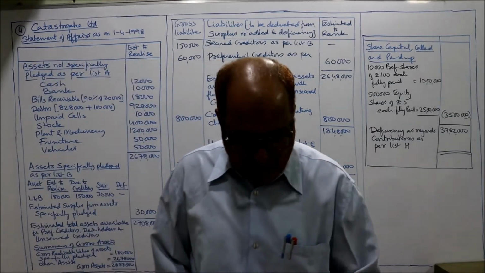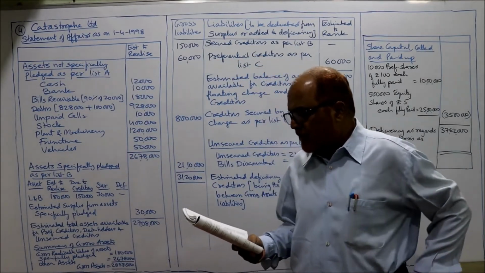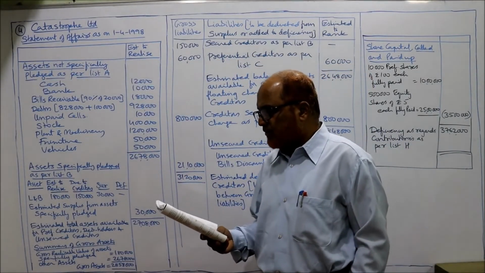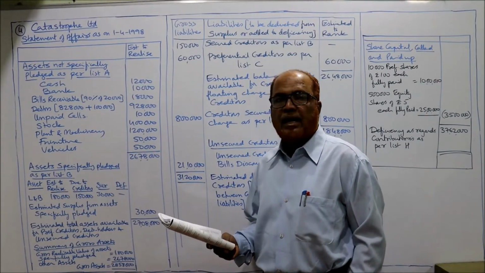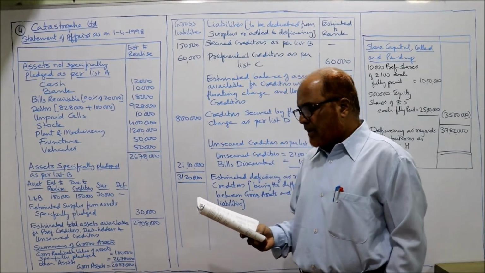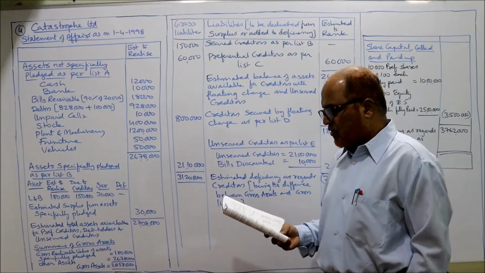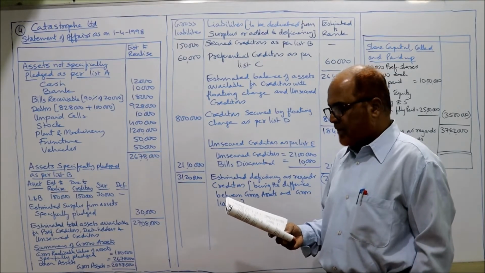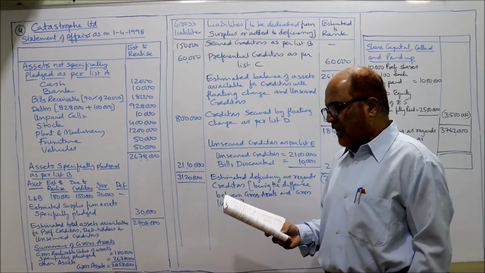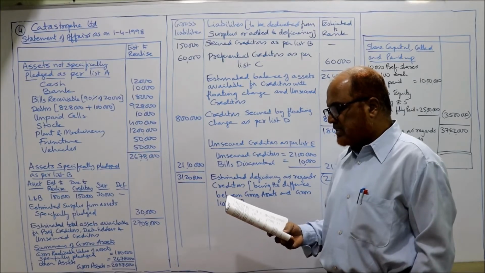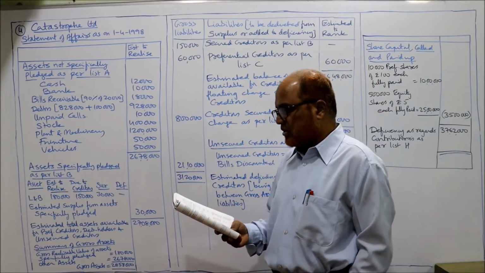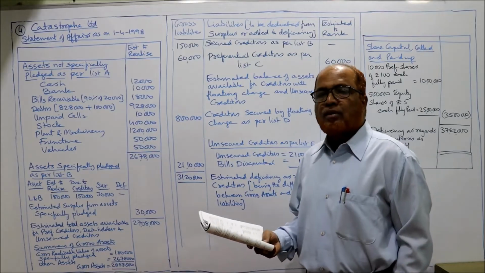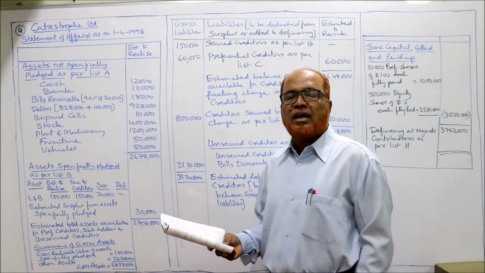Now we start problem number 4. The following information relates to Catastrophe Limited, which was wound up on 1st April 1998. Share capital is given 10,000, 8% preference share of 100 each, fully paid 10 lakh. Then 5 lakh equity shares of rupees 5 each, fully called up 25 lakh, less calls in arrear 10,000, 24 lakh 90,000. So we assume that calls in arrear will be recovered.